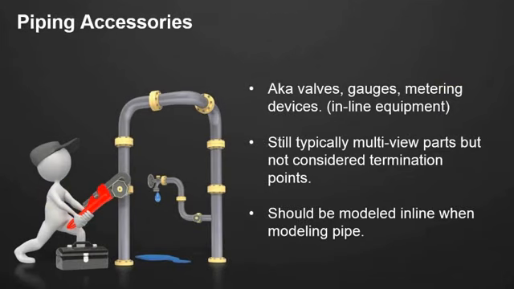I do not lump piping accessories in with piping equipment. Your valves, your gauges, your metering devices, etc. They should be added after you've added your pipe, whereas equipment such as pumps, coils, air handling units, that sort of thing should be modeled beforehand, and you route your pipe between the pieces of equipment.